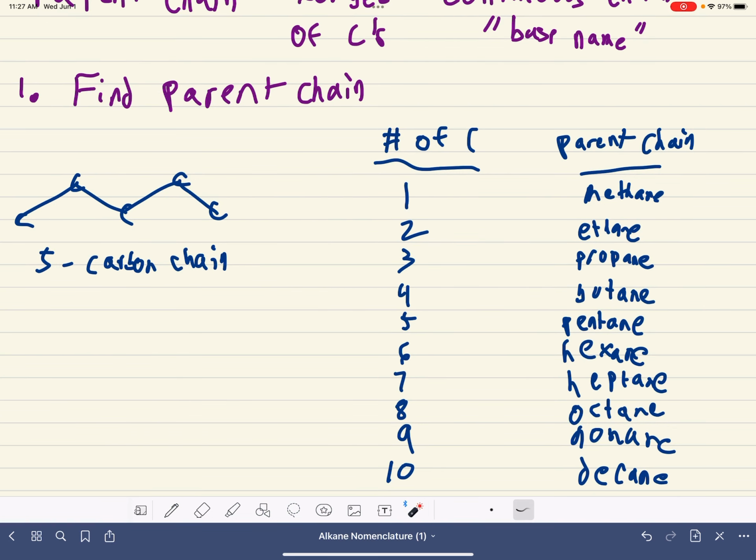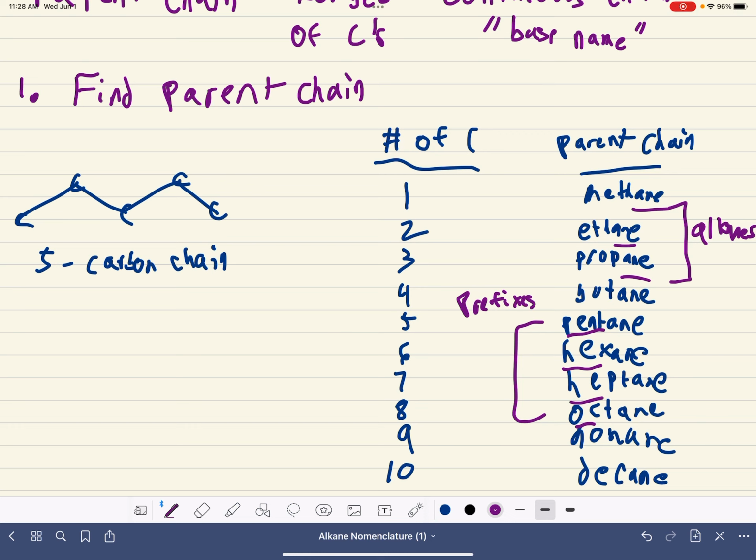So that is the number of carbons in your parent chain versus the name of the parent chain corresponding to that number of carbons. Now, you may notice that each of these ends in ane, and that's intentional. The ane means that these are all alkanes. And you'll see that we have prefixes in front of these that represent the number of carbons in that chain. Now, in the beginning here, you have to really memorize these because they're not simple to get from the prefix, but the rest are. But it is important that you memorize these parent chain names.